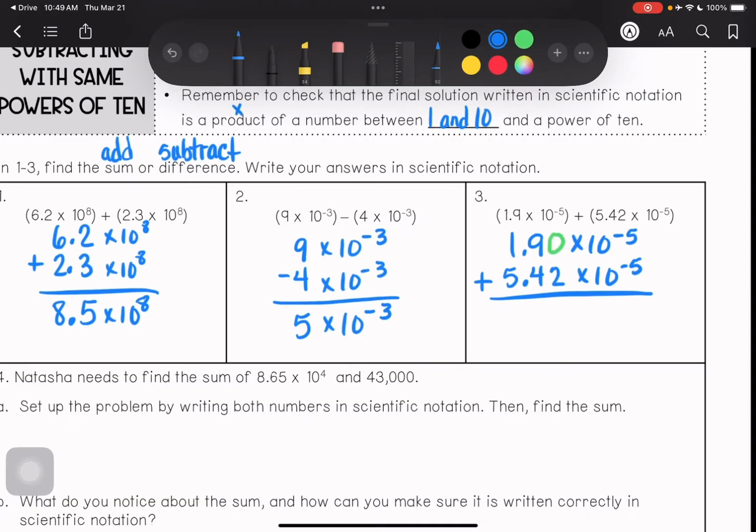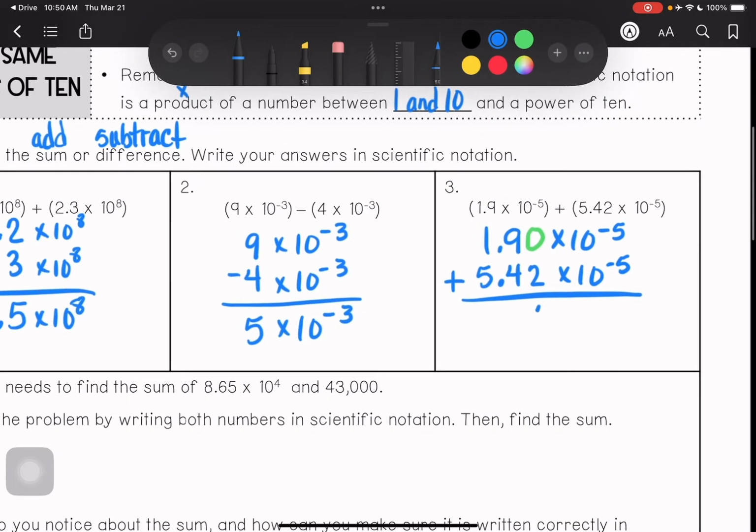And then it's addition, so I'm going to add vertically. 0 plus 2 is 2. 9 plus 4 is 13. Bring down your decimal, carry your 1. 1 plus 1 is 2. 2 plus 5 is 7. And I'm going to bring down my power to the negative 5.